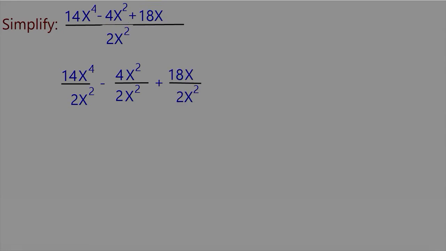14 divides into 2, leaves 7 times x to the 4th power. X to the 4th power divides into x to the 2 power, leaves just x squared. Whenever we are dividing terms with the same base, and they are being raised to powers, we just need to minus the powers. Four divides into 2 leaves 2. The x's will cancel because they have the same power.